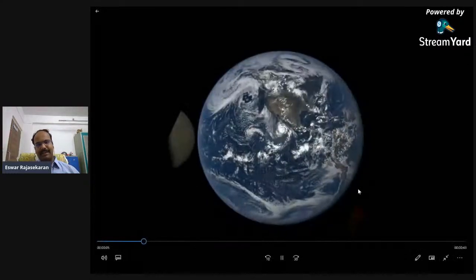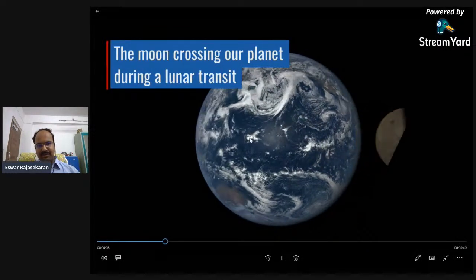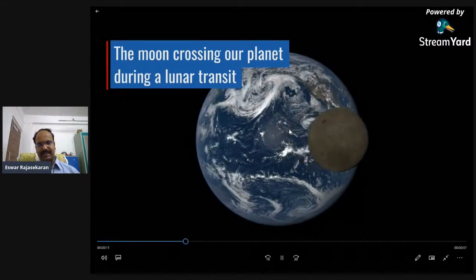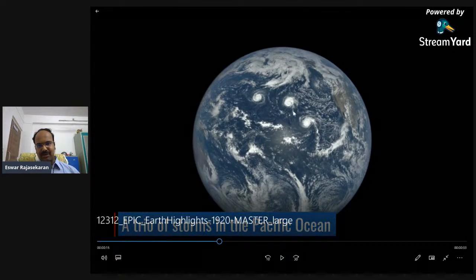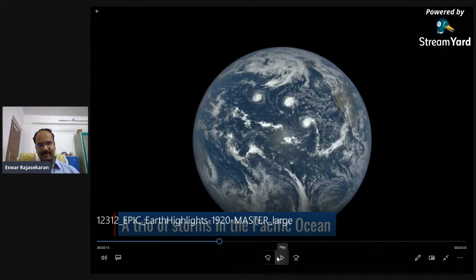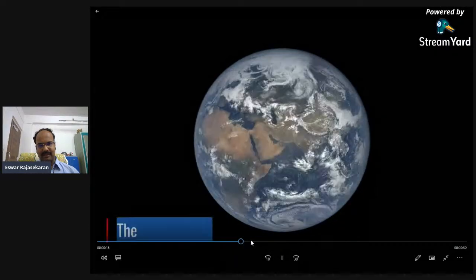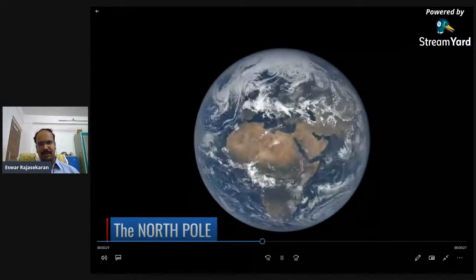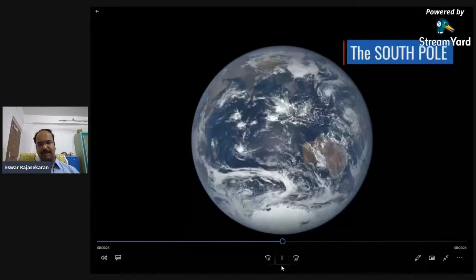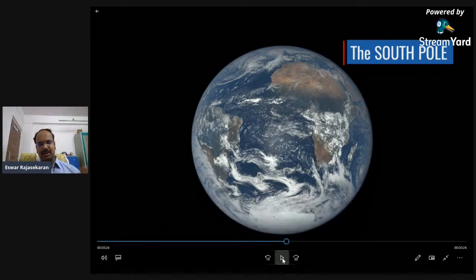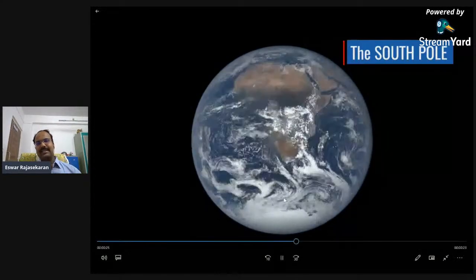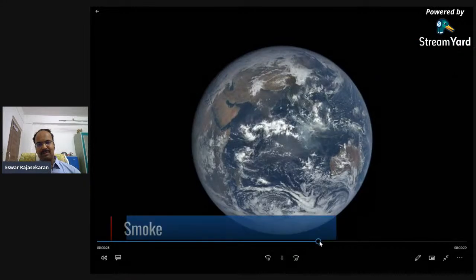So here in this video, the moon is crossing in front of Earth, imaged by that sensor. Three hurricanes are occurring simultaneously over the Pacific Ocean, one of the rare occurrences imaged by that sensor. The North Pole, which our satellites normally miss. Polar orbiting satellites will not be able to cover the North Pole and South Pole regularly because they are not actually polar. We call them near polar. So this sensor captured the North Pole and South Pole.